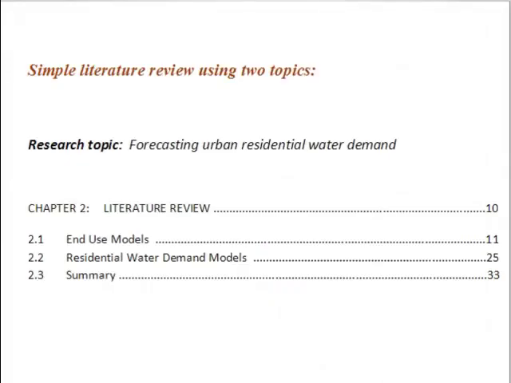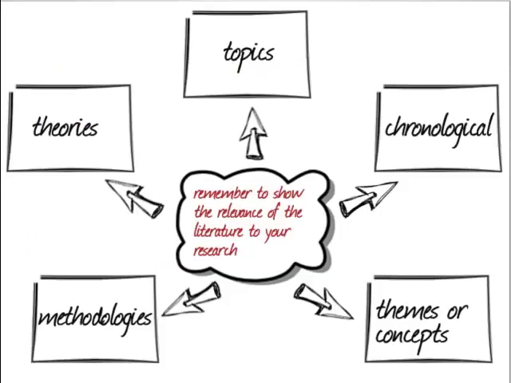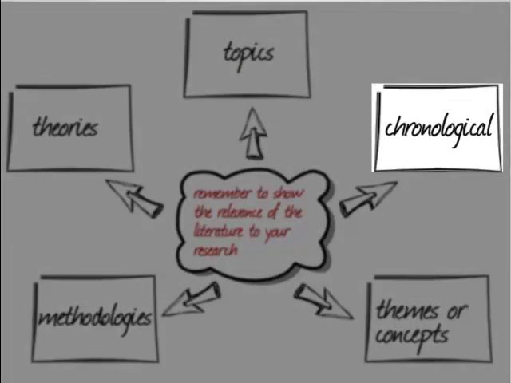For example, in this simple lit review, the topics are evident in the overall research topic. This researcher needed to look at the literature that discussed models of use and models of demand. Another way to do it is chronologically. This is useful when the emphasis is on the development of practices or theories over time. It's usually ordered from the more distant to the more recent.